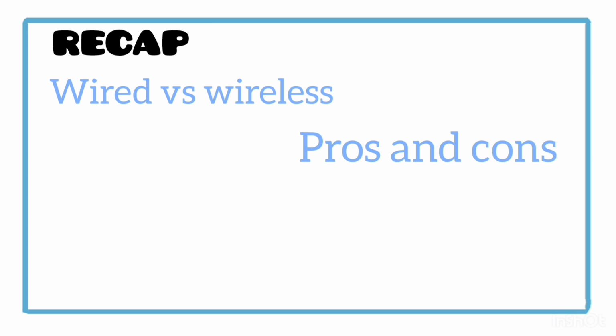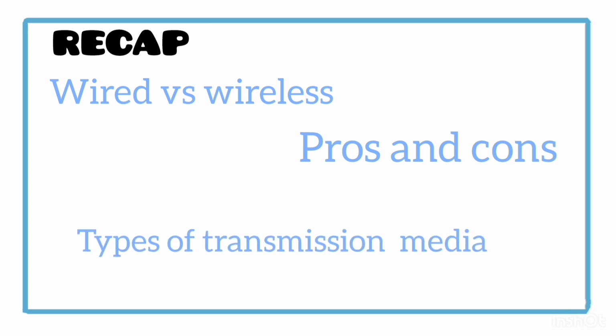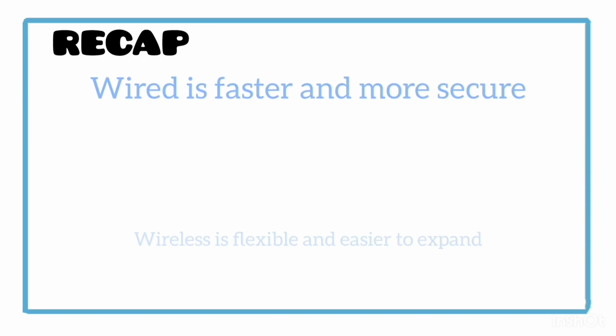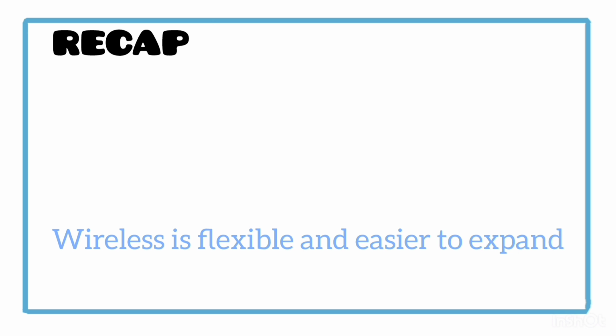And to recap, today we learned the differences between wired and wireless networks, the pros and cons of each, and the types of transmission media used in networking. Each has its strengths. Wired is faster and more secure, while wireless is more flexible and easier to expand.